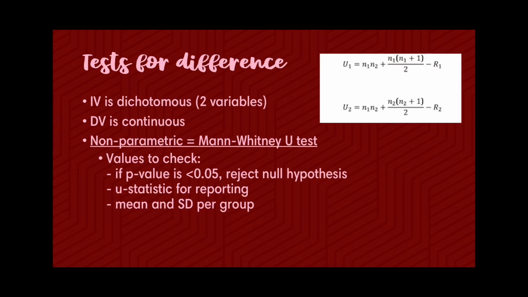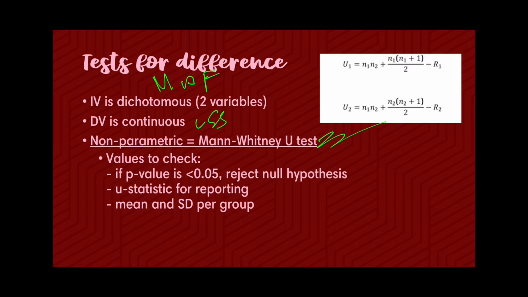Now, if your IV is dichotomous, like male versus female, and your dependent variable is continuous, LSS, but you did not meet the requirements of a parametric test, the distribution of the data is not normal, or you only collected via convenience sampling, then you have to do a non-parametric test. The non-parametric version of independent t-test is Mann Whitney U.